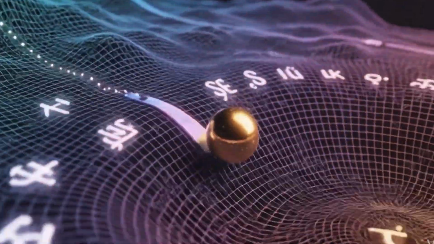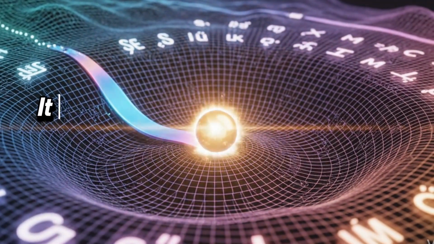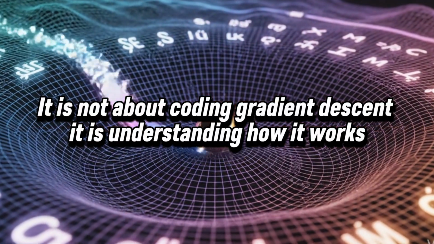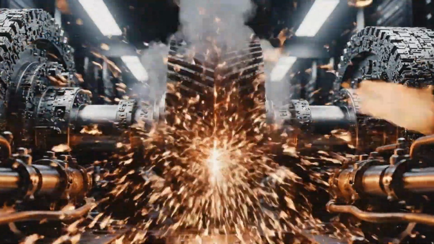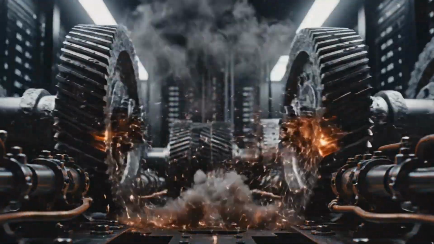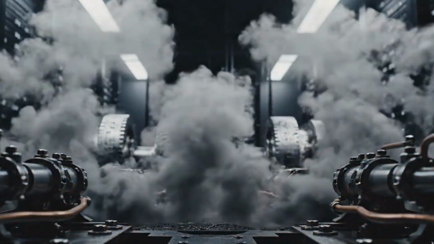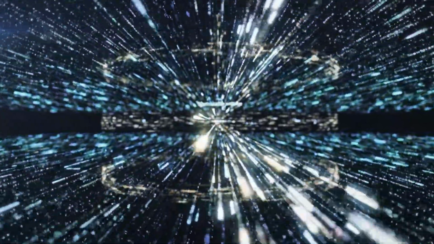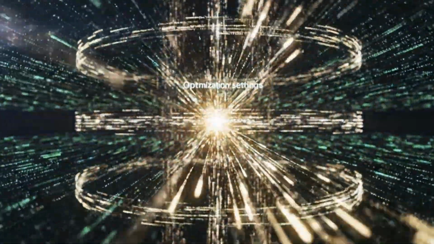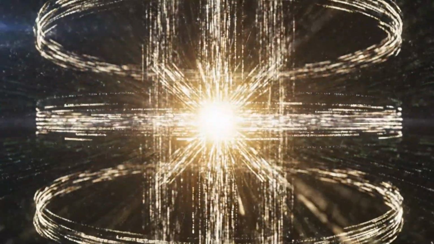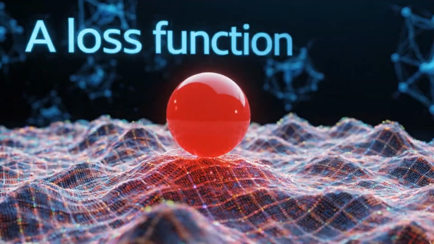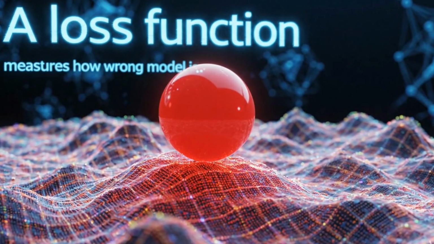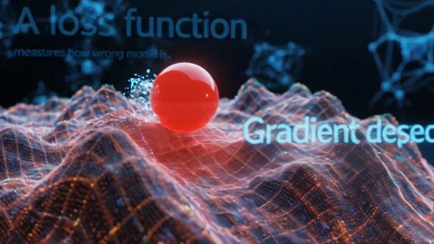And here's the deeper insight. The real skill isn't just coding gradient descent. It's understanding why it works. Because when your model refuses to improve, when loss won't go down, when accuracy plateaus, you'll know where to look. Learning rate, data scaling, initialization, optimization settings. That's when you stop being someone who runs models and start being someone who understands them.